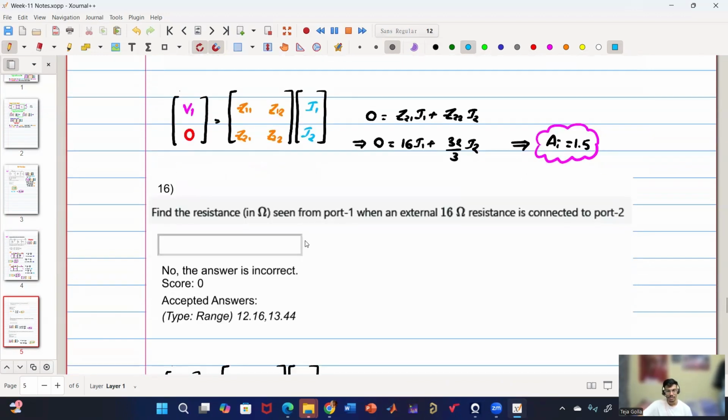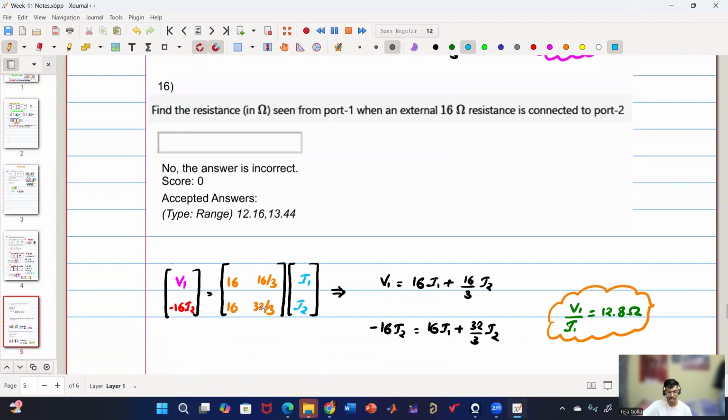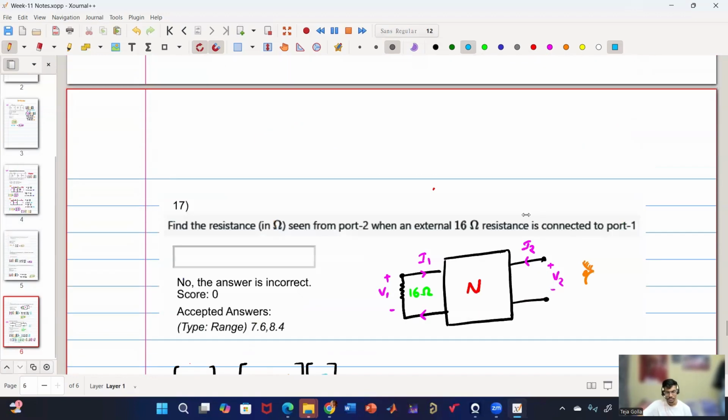In the next question, they have connected a 16 ohm resistance at port 2, and they're asking what is the resistance seen from port 1. If 16 ohm is connected at port 2, the V2 and I2 relationship is V2 equals minus 16 I2. So we have two equations and three unknowns, but they're asking for the ratio V1 by I1. Substitute I2 from the second equation into the first equation, and you will get an equation in terms of V1 and I1. Now if you divide V1 by I1, you will get 12.8 ohm.